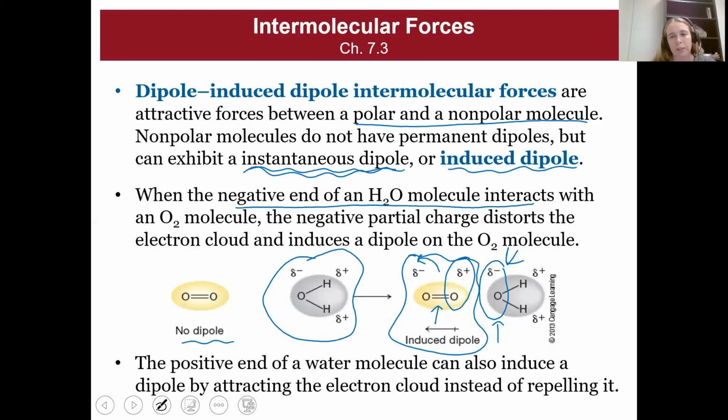And it's good to note that if we did it the other way and we had an oxygen molecule over here and the positive end, the hydrogen, was interacting, then we would cause the electrons in the bond to want to move towards that positive charge, and this would be the partial negative, and this would be the partial positive in our temporary dipole. So it can go either way. This figure just showed it with the oxygen of the water molecule interacting with the O2 molecule, but it can go either way.